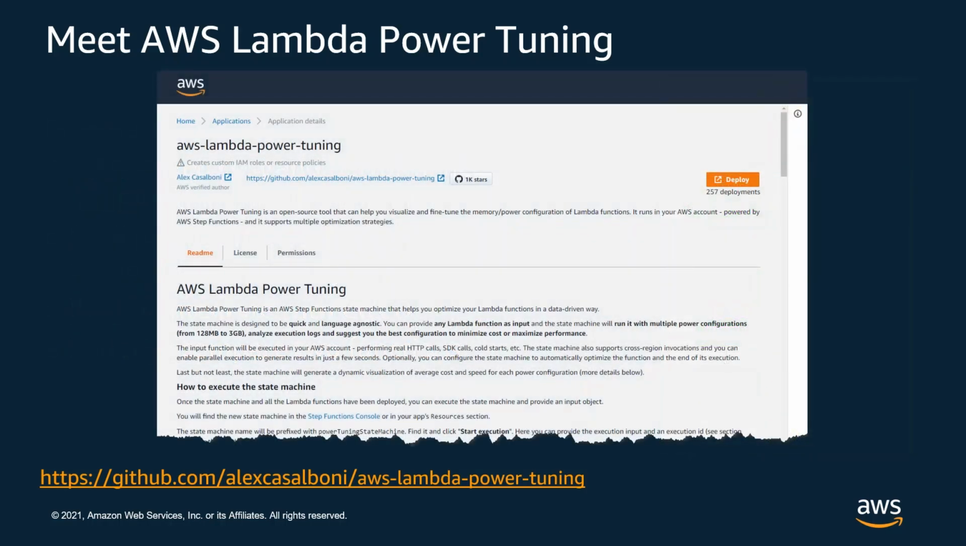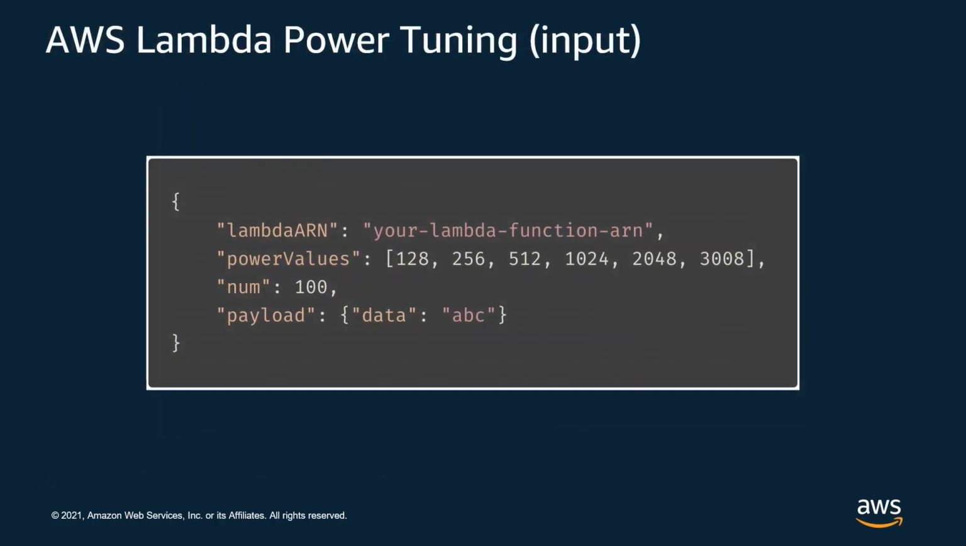In addition to the GitHub repo here, you can also find this app in the Serverless Application Repository. Just search for Power Tuning, then click on Deploy. Now, it supports 3 optimization strategies: cost, speed, and balanced. The Power Tuning app only requires a few parameters to start. The Lambda ARN identifies the target function which this needs to run on, and then the power values specify the memory allocation amounts you actually want to test.